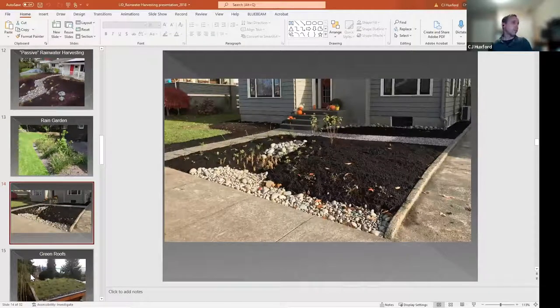This picture here is another example of that passive rain garden type system where they had water underneath the basement, and the downspouts didn't extend far enough. And so putting this rockery in here, where the downspout lines go out to the rock and then infiltrate into the soils, is a typical rain garden, just managing the volume of water that's coming out and helping to solve some of those drainage issues.